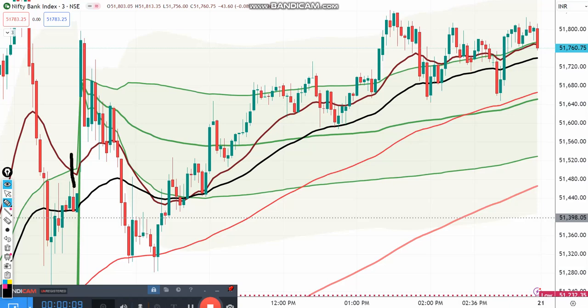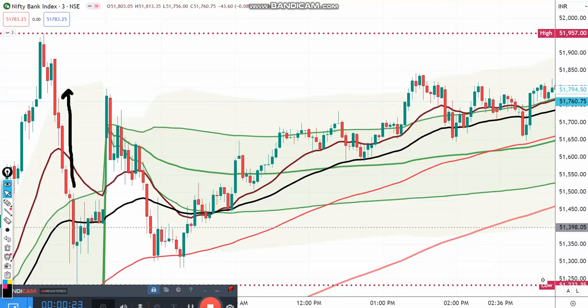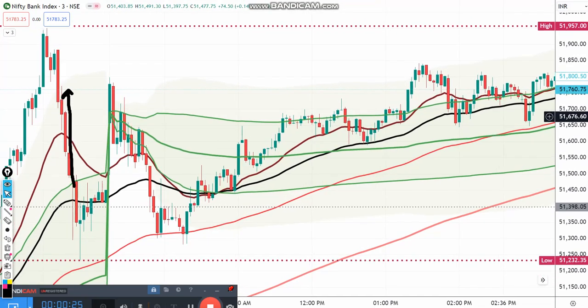So the market opened with a gap up here, after receiving support from the 50 MA. Then there was yesterday's resistance here. It was in the resistance zone of yesterday.